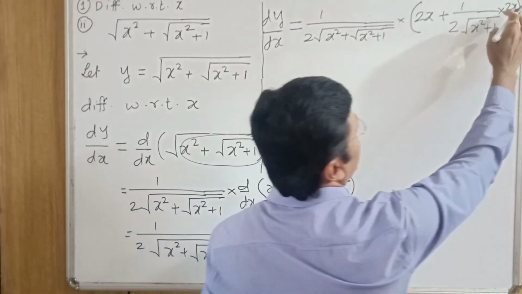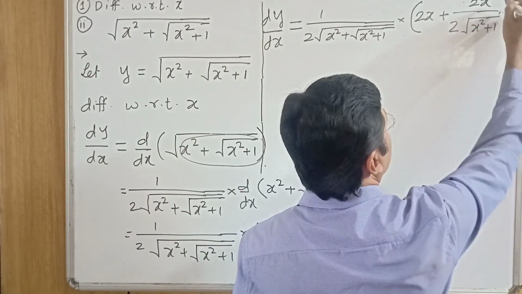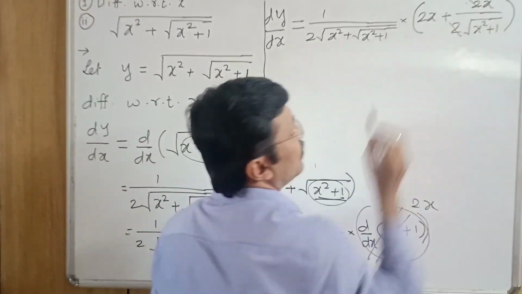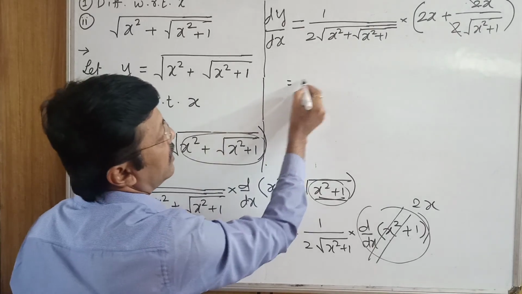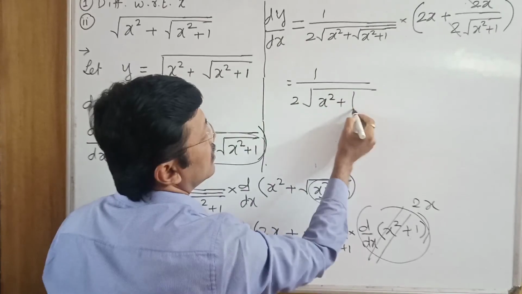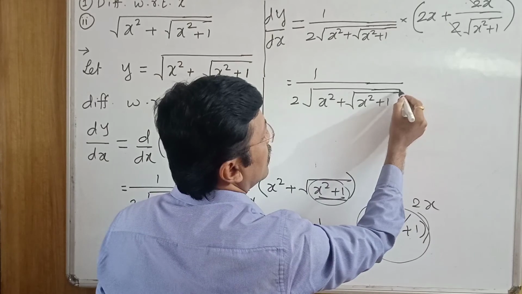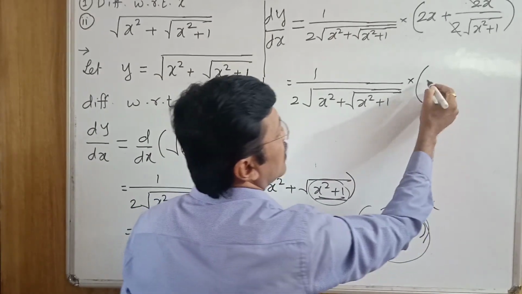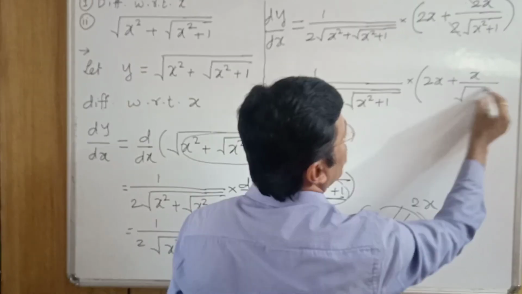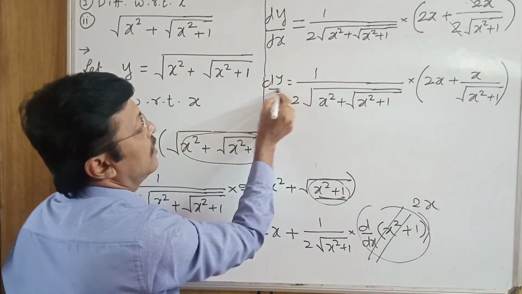Can you see this? This is 2x. I can write this 2x here also. Then you can simplify this by just cancelling this 2 and this 2, and write this almost in the end now. 2 root of x square plus root of x square plus 1, into bracket 2x plus x upon root of x square plus 1. That's it. This is dy by dx.